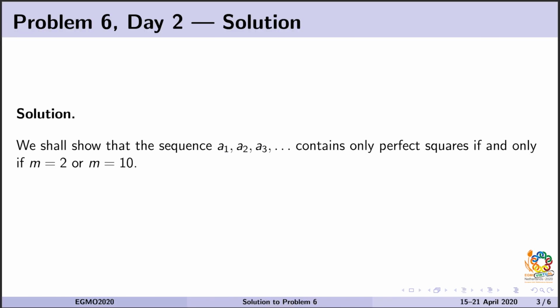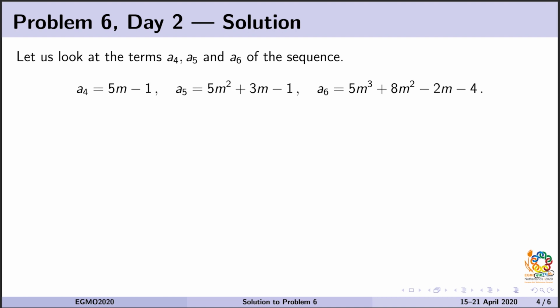We shall show that the sequence contains only perfect squares if and only if m equals 2 or m equals 10. So there are two parts, the if part and the only if part, and we shall begin with the only if part. We start by looking at the first few terms of the sequence.